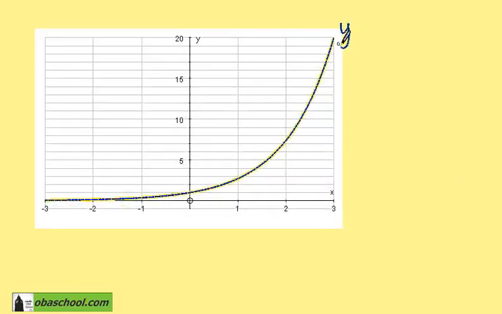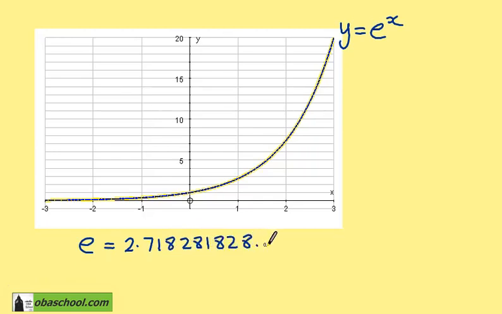Here we can see this curve. It's called e to the x. The yellow curve here is y equals e to the x, and the blue curve is its gradient function. e is a special number equal to 2.718 and so on. It's an irrational number, just like pi, and goes on forever with no recurrence.